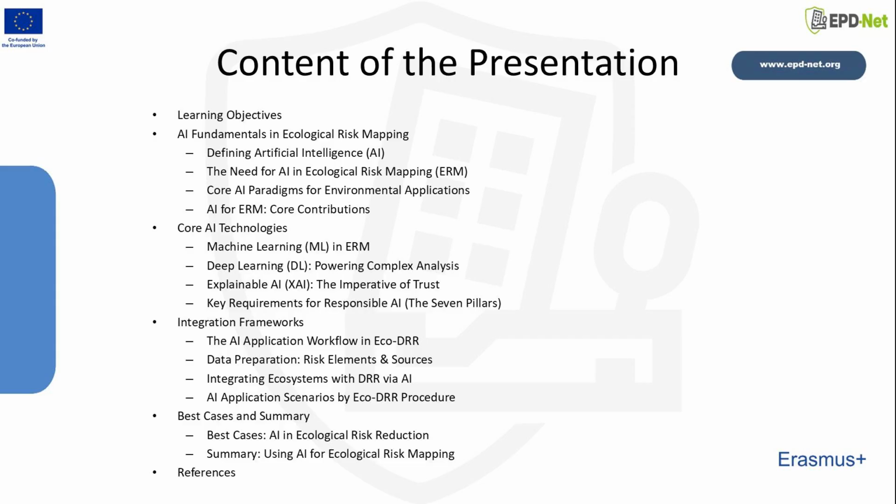Content of the presentation. Learning objectives. AI fundamentals in ecological risk mapping. Defining artificial intelligence, AI. The need for AI in ecological risk mapping, core AI paradigms for environmental applications. AI for core contributions. Core AI technologies, machine learning, ML, and deep learning, DL, powering complex analysis. Explainable AI, XAI, the imperative of trust. Key requirements for responsible AI, the 7 pillars, integration frameworks.